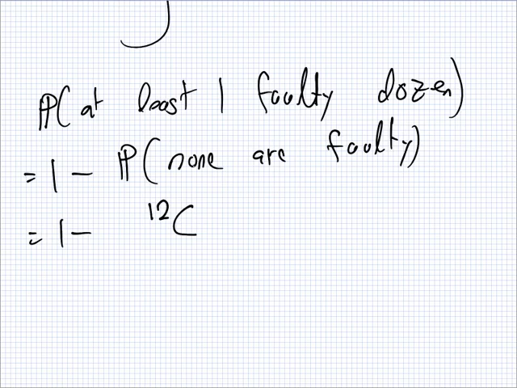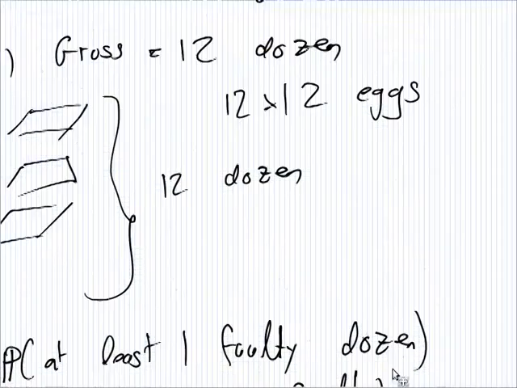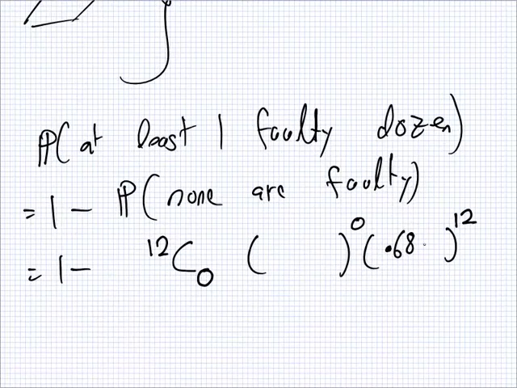None of those 12. So 0 faulty, all 12 are perfect. So how many do I want faulty here? What number? 0. What's the probability a dozen eggs will be faulty? It's what we just worked out. It's 0.3648. So therefore, what goes in here?